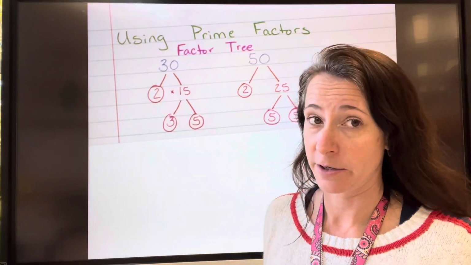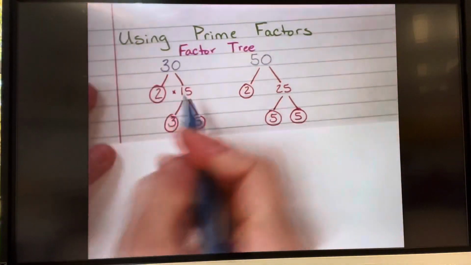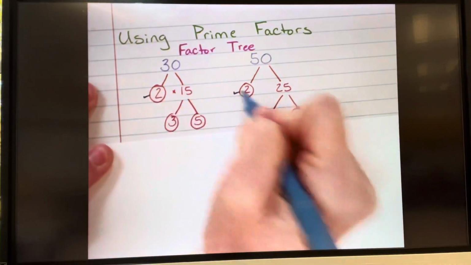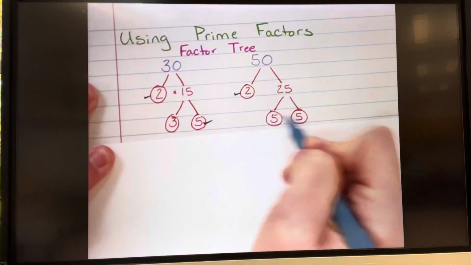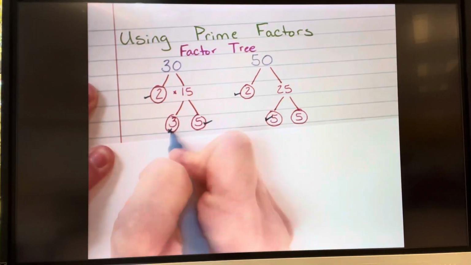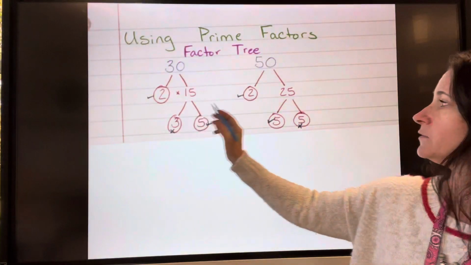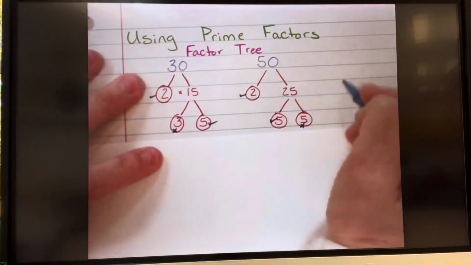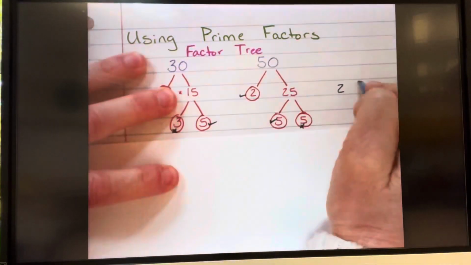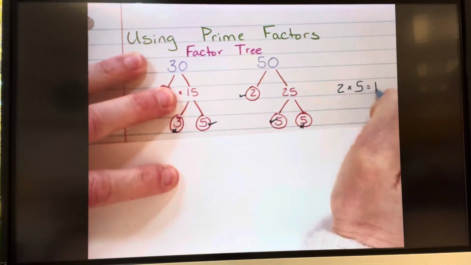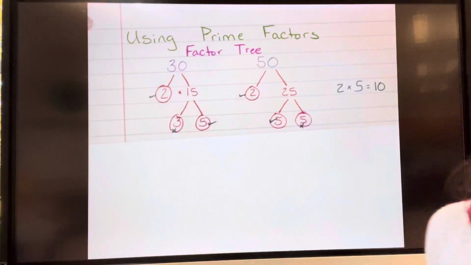Then we look for our pairs. I know this is crazy. So one pair between 30 and 50 is 2. Another pair between 30 and 50 is 5. This one does not have a pair, and this one does not have a pair. Once you find your pairs, I have a pair of 2, you pull it out. And I have a pair of 5, you pull it out. And you multiply them. So the greatest common factor between 30 and 50 is 10.